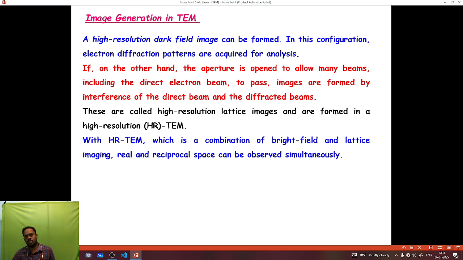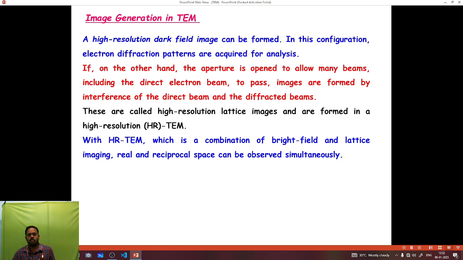We can measure the distance between the two atomic layers. In every image we can see the scale bar at the bottom of the image. Based on the reference scale, we can measure the interatomic distance of the sample.